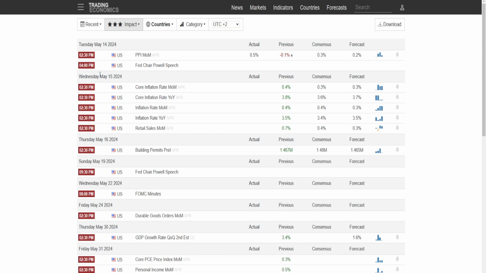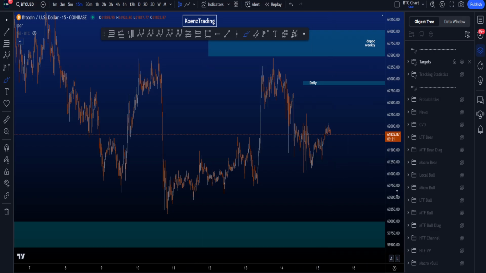We also have some news today, Wednesday, the 15th of May, 2:30 p.m. Central European Time. So make sure you trade safe around this hour, because it might increase the volatility on the chart.